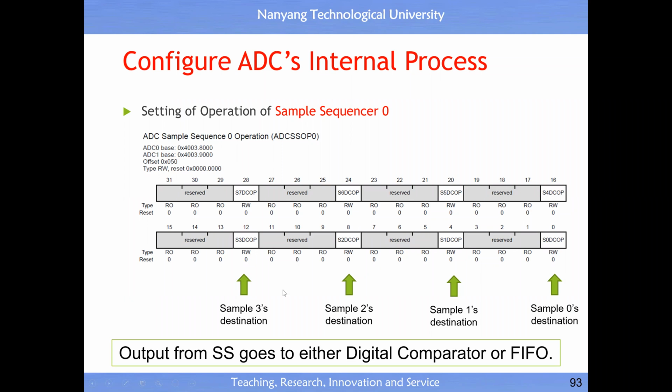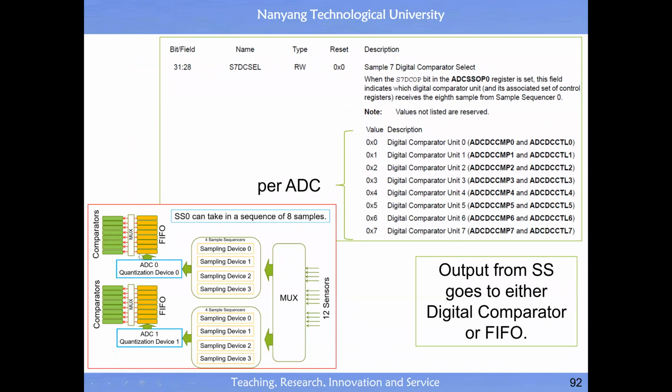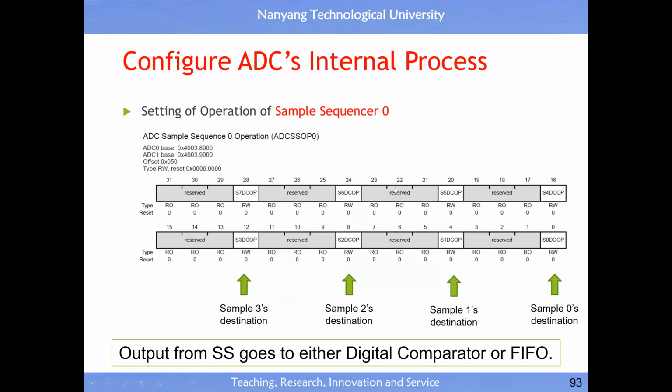It's just to enable, because the output, you see, the sampling device is here. By default, it will not go to here because this is a more advanced operation. By default, you go to here, FIFO. If you want the data from here to go to the digital comparator, you must set all these bits, set all these to 11111, which means they will go to the digital comparator. Otherwise, it goes to FIFO.